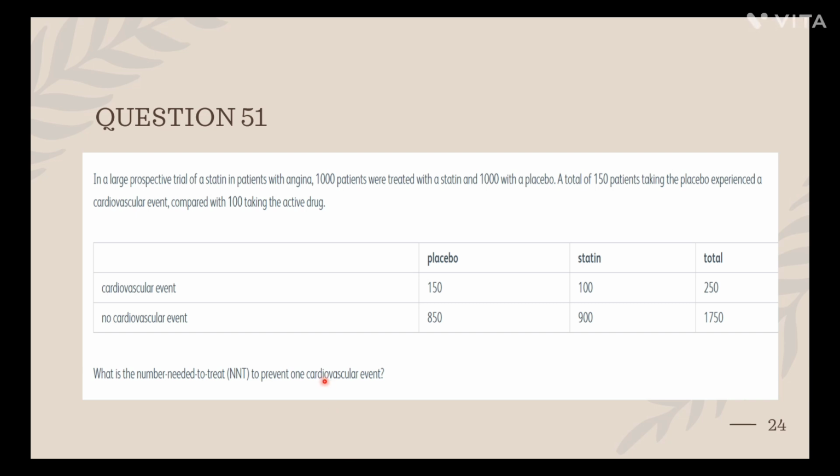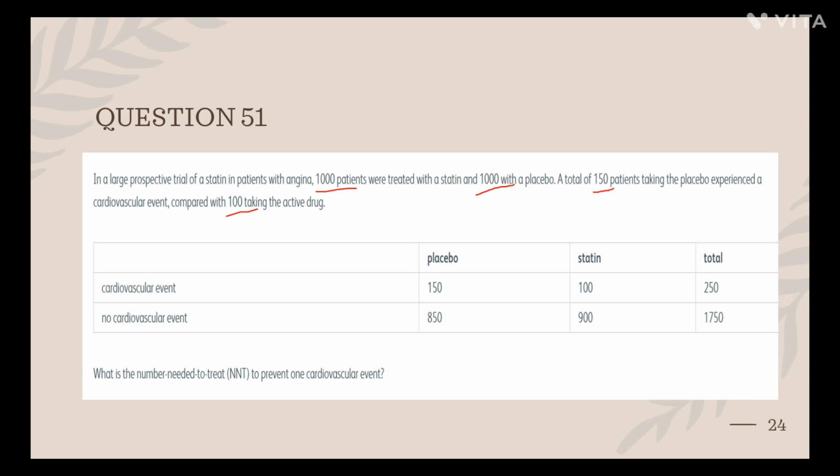Okay, so number needed to treat to prevent one cardiovascular event. What are they telling? They have taken 1,000 patients. For 1,000 they give statin. So there is a control group who received placebo, which is also 1,000. The treatment group is 1,000 with statin. A total of 150 patients taking placebo experienced a cardiovascular event compared with 100 taking active drug. So what is the difference between the two? It is 50. So among 1,000 patients, there is a difference of 50.